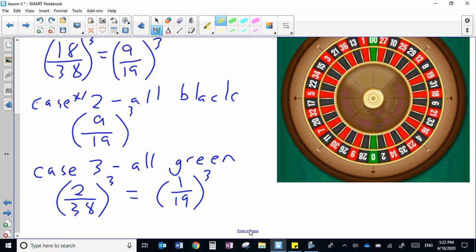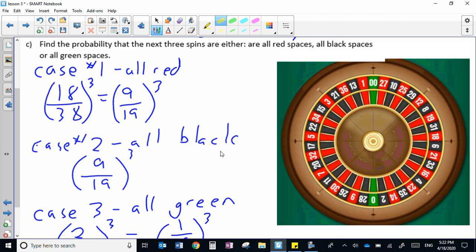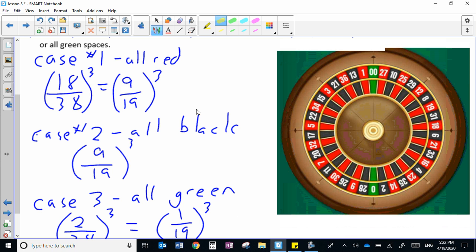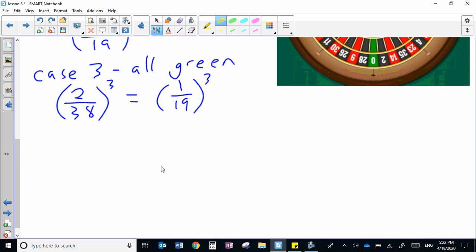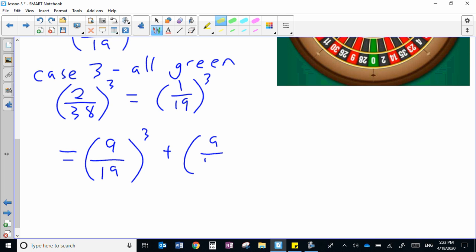So notice that although each individual case involved independent events and multiplying probabilities together or using exponents, in the end I add the 3 cases together as mutually exclusive events. One or the other or the third one has to happen, so that we end up with our final probability of 9/19 cubed, all red, plus case 2, plus case 3, just like that.